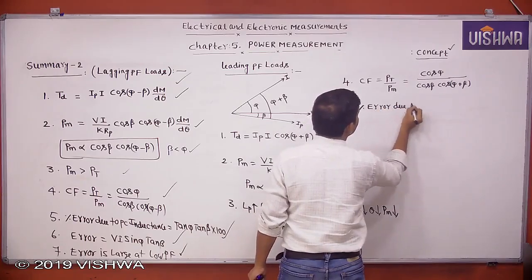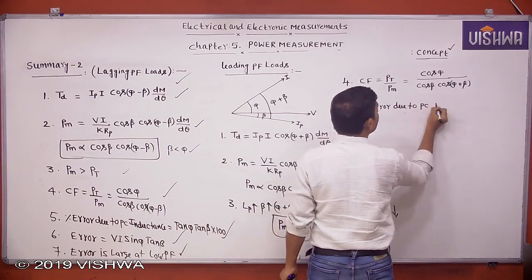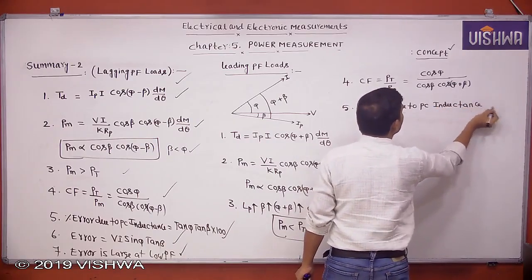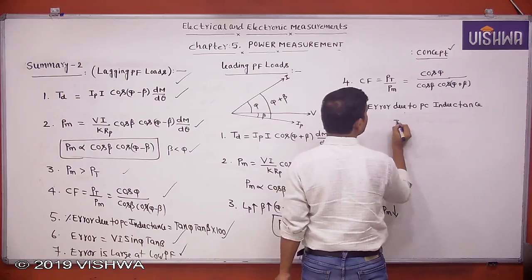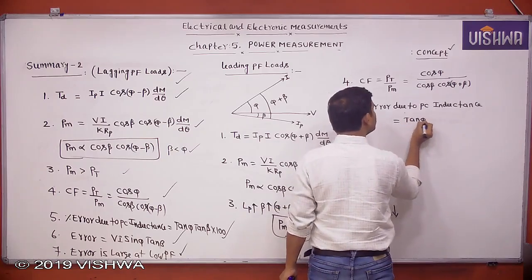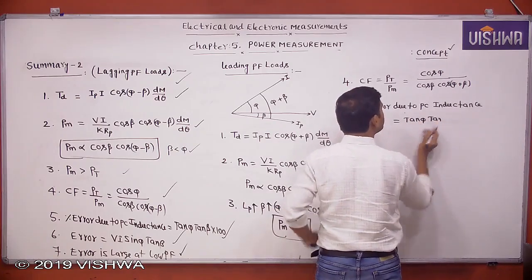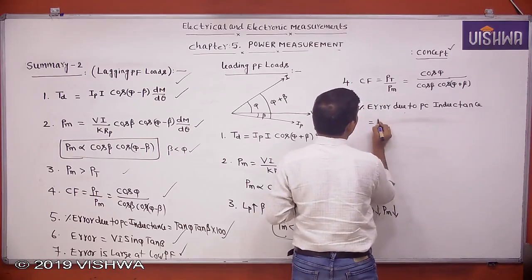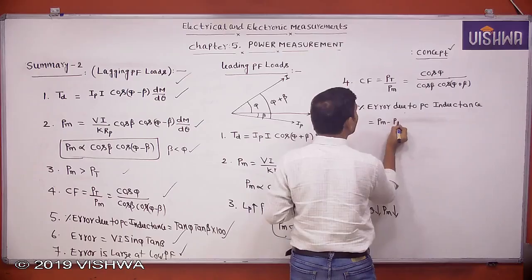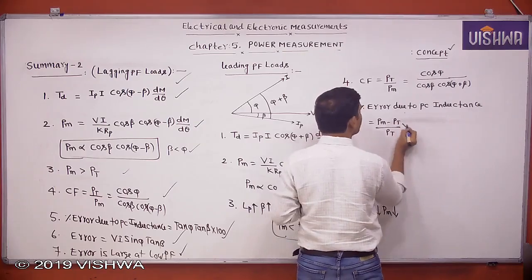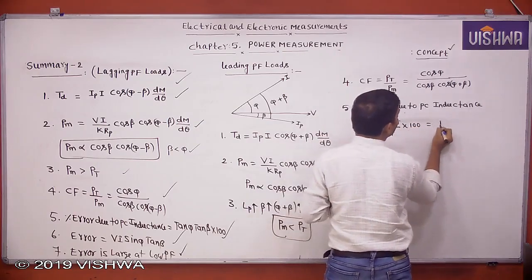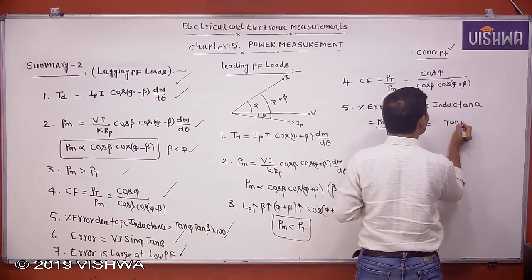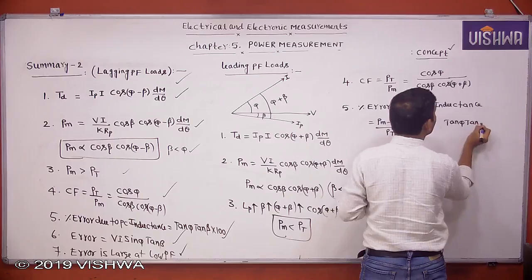Next, what is the percentage error due to pressure coil inductance? Percentage error due to pressure coil inductance equal to tan phi into tan beta into, how to define percentage error? Measured power minus true power by true power into 100. This how much we are getting? But tan phi into tan beta into 100.